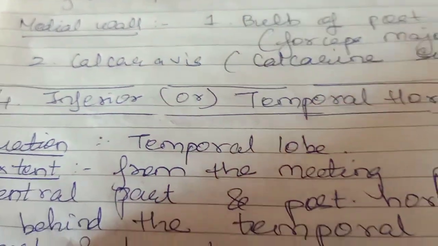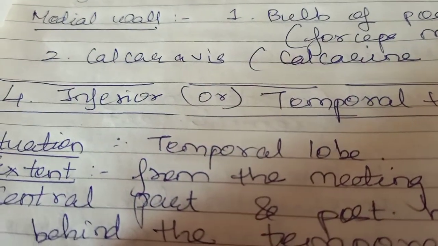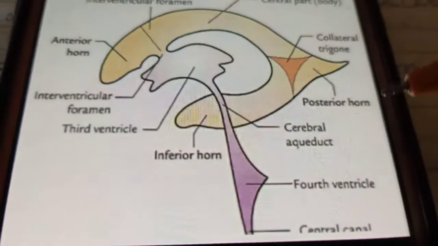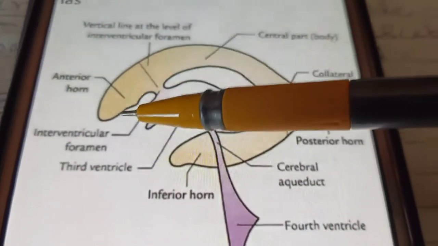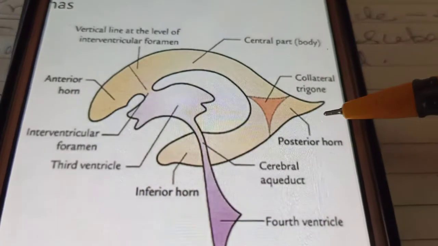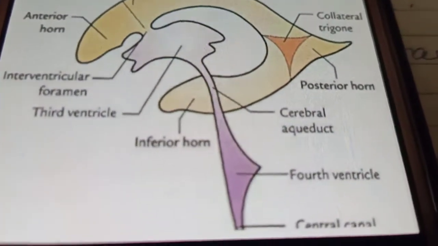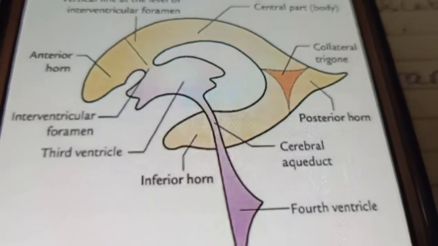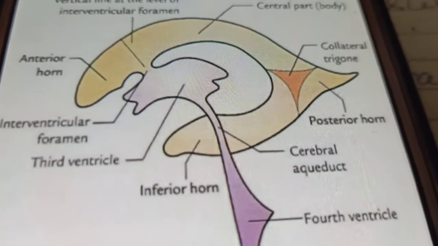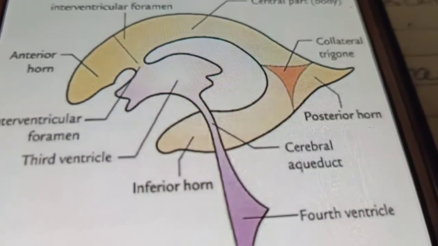Now we'll take the last, the inferior or the temporal horn. Anterior horn we finished, central we finished, posterior we finished, and now the inferior horn. The inferior horn or the temporal horn is situated in the temporal lobe, as you can see in the diagram also.